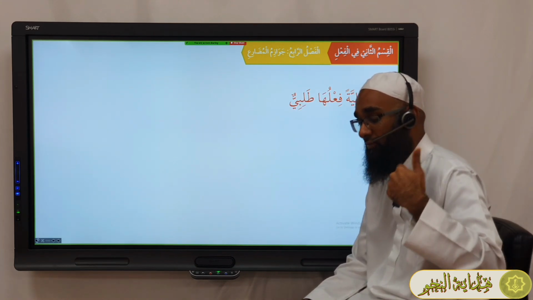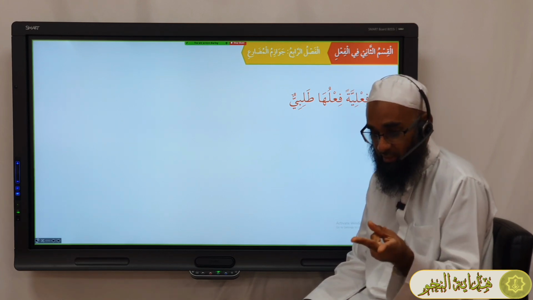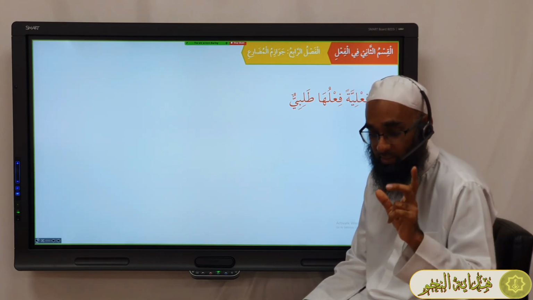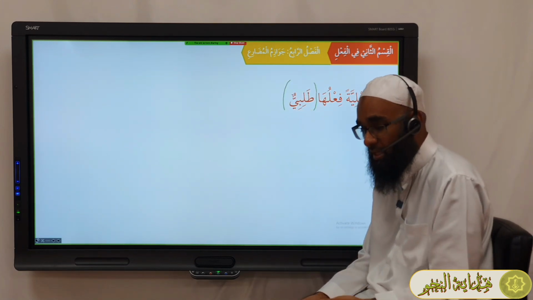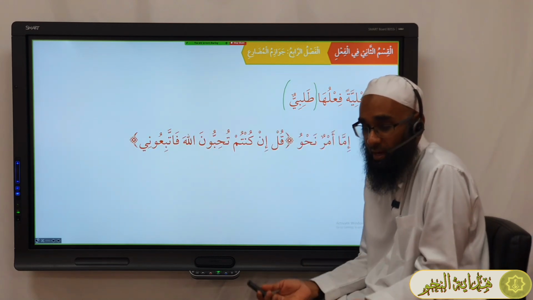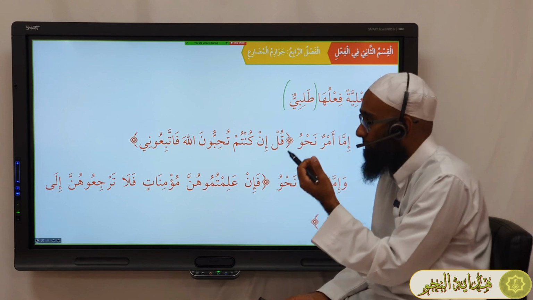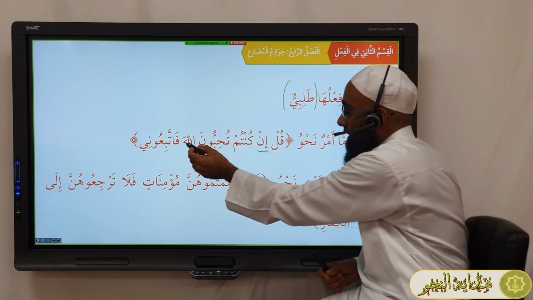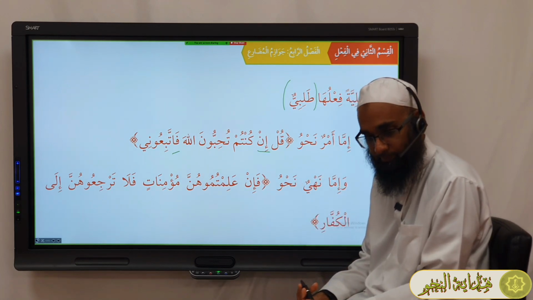And in Jumla Fa'liya the fa'il can either be what? Madi, Mudari, Amar, Nahi. But Amar and Nahi we categorize as one and we say this is going to be Talabi. So if it's Jumla Fa'liya and the fa'il is Talabi, then there you also have to have a Fa. So for example, whether it's Amar or whether it's Nahi. For example, قُلْ إِن كُنْتُمْ تُحِبُّونَ اللَّهَ. So in is harfu shart, the jawab is ittabi'uni, which is an Amar Talab. So therefore you have to have a Fa. Understood?